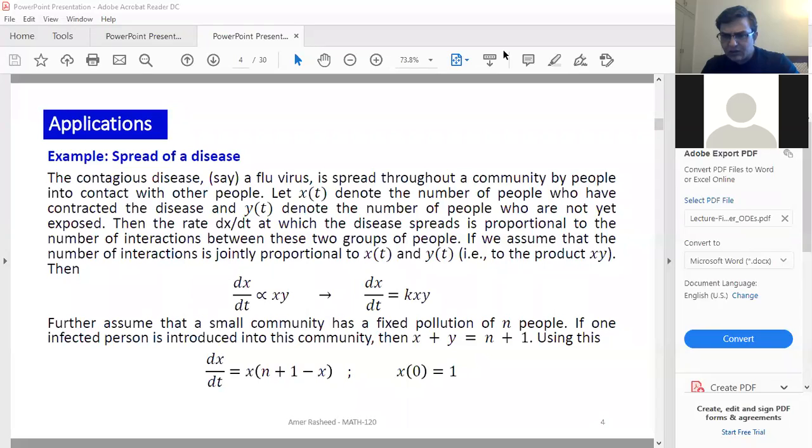There is a question in the chat window. So these kinds of questions you can ask me after the lecture, because during the lecture you can ask questions related to the lecture. Other questions you can ask after the lecture.